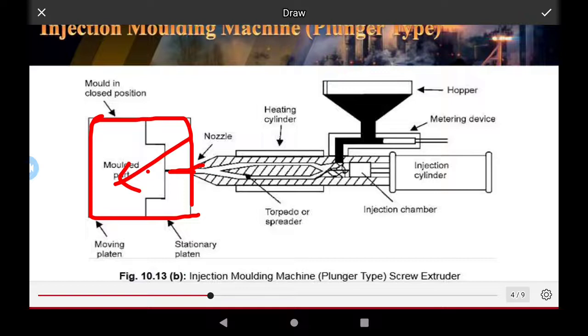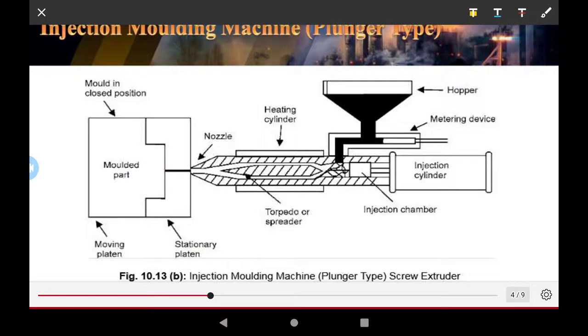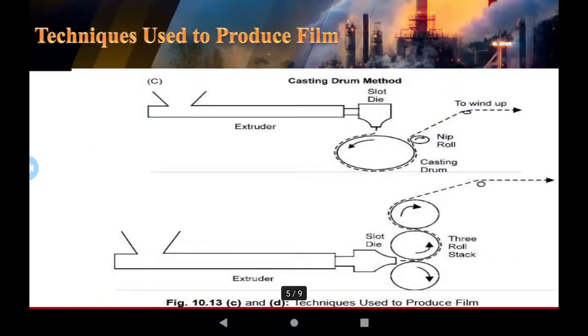The molded product may then go through fabrication, machining, cutting, finishing, and other procedures. There are moving patterns and stationary patterns. The types of injection molding machines include the plunger type and the screw type. Next are the techniques used to produce film.